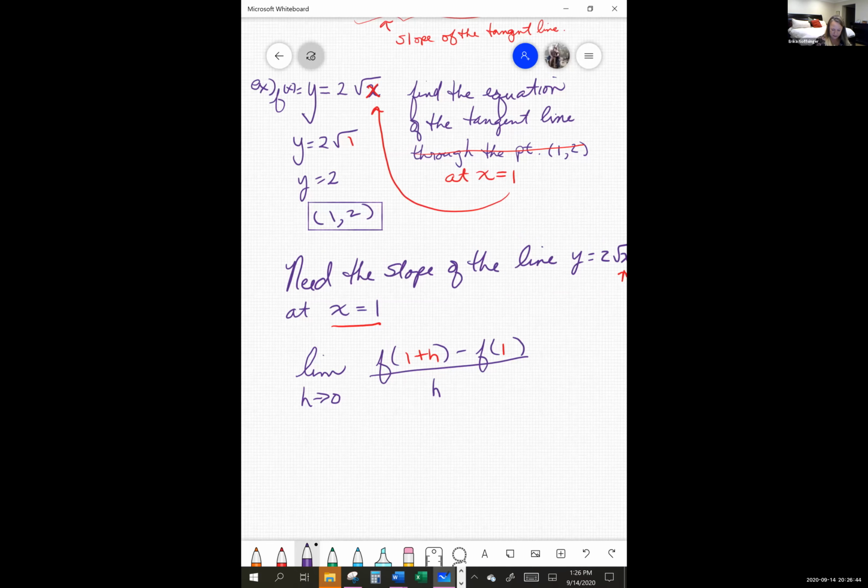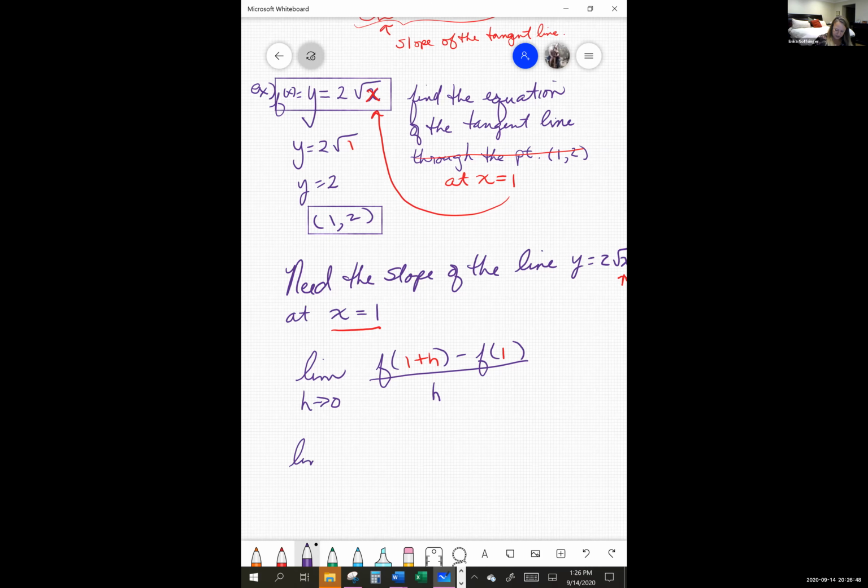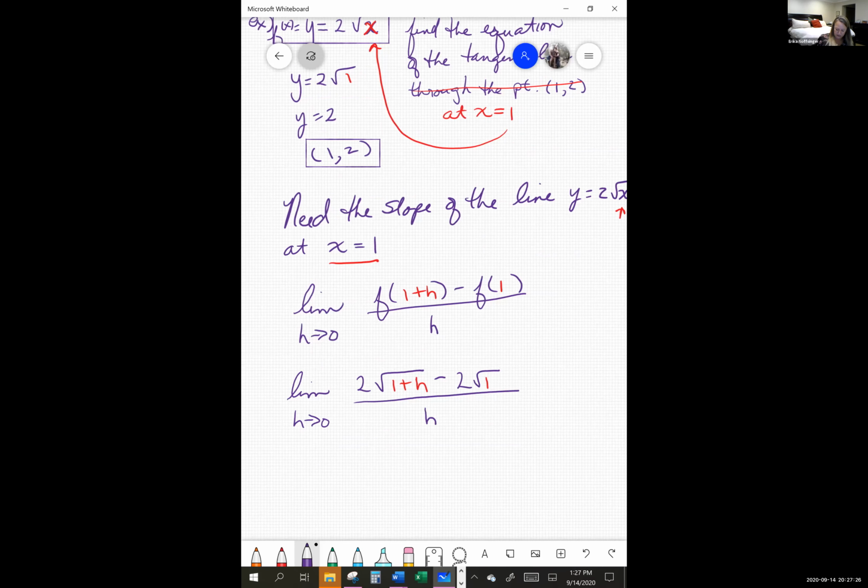If we go into this equation, we have a limit as h goes to 0 of f of 1 plus h. So I'm going back in here, I have 2 square root, I see an x there, replace it with 1 plus h, minus f of 1. Well, 2 times the square root, and then set this all up over h. We can simplify it a little bit. We have 2 square root of 1 plus h, that can't simplify, but minus 2 times square root of 1 is just 2 times 1, or 2, all over h.